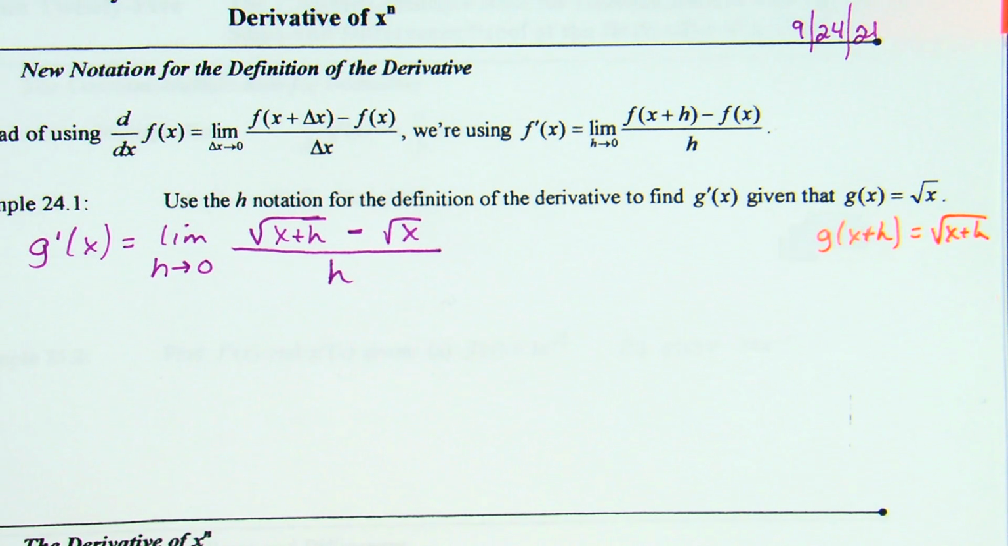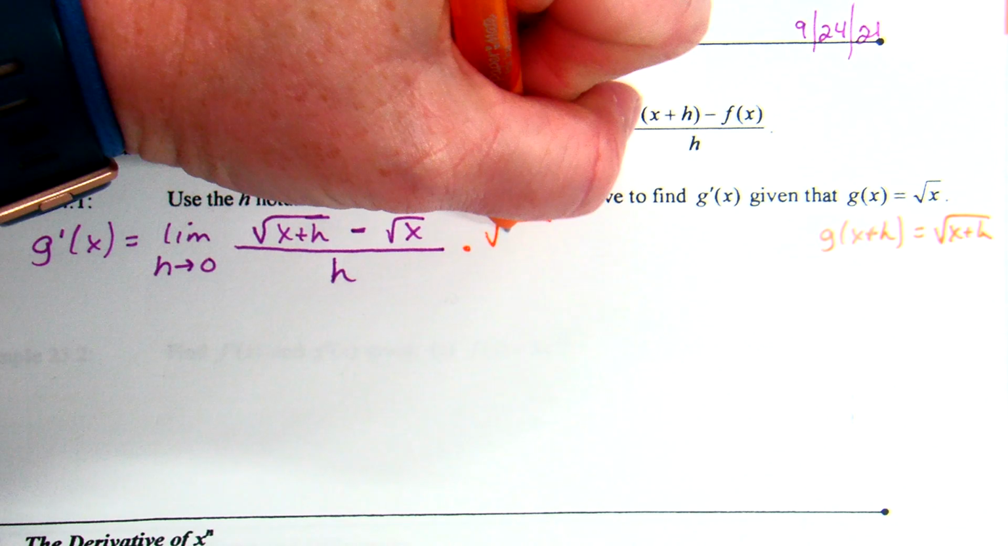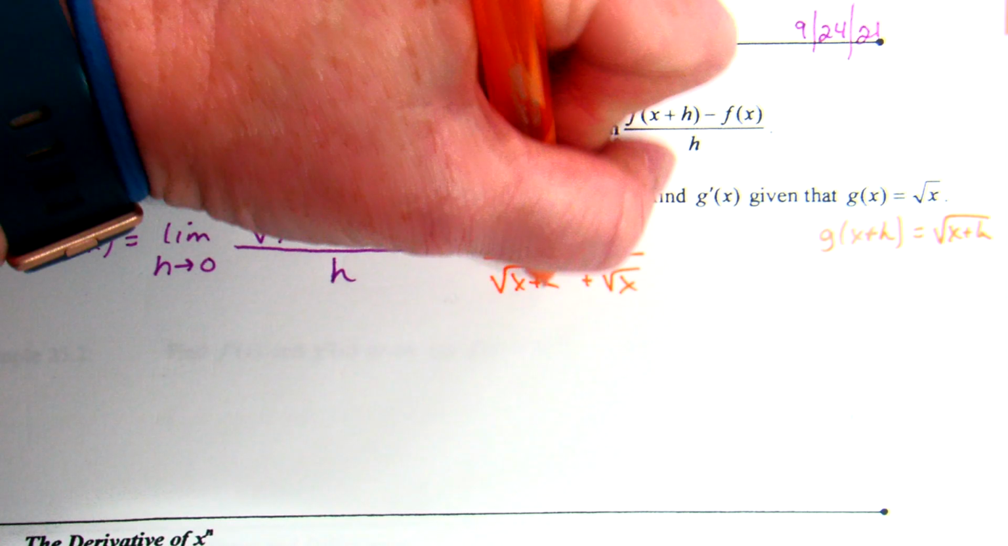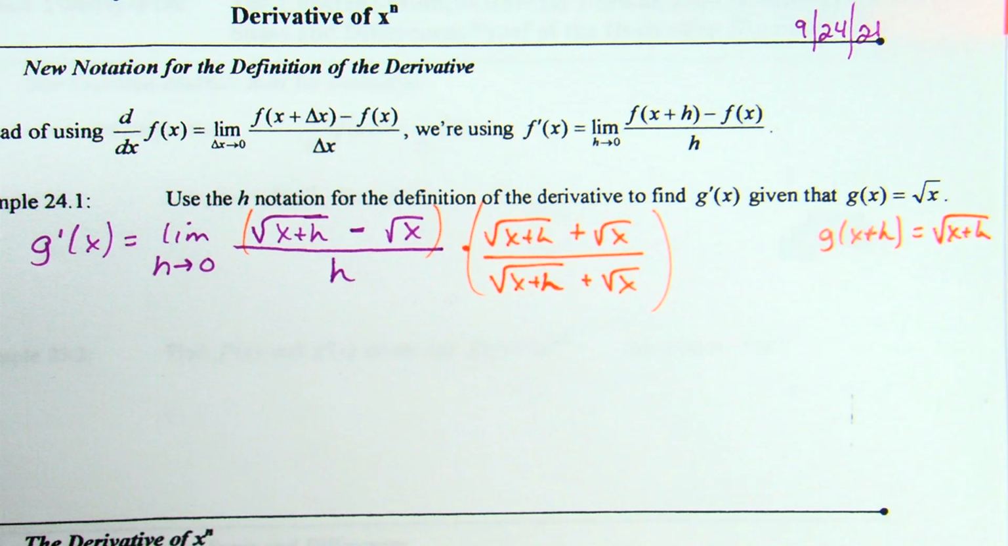The conjugate of a square root minus a square root is going to be a square root plus a square root. So we're going to multiply by square root of x plus h plus square root of x, all over square root of x plus h plus square root of x. That's a common technique you see in this situation. All we're essentially doing is multiplying that fraction by 1, the same numerator and denominator.